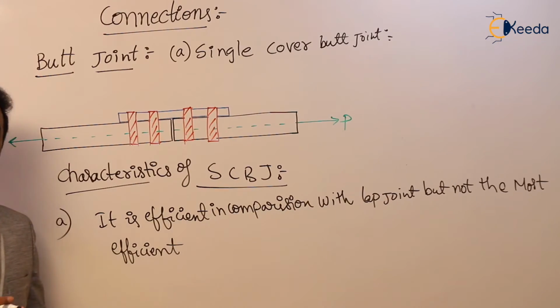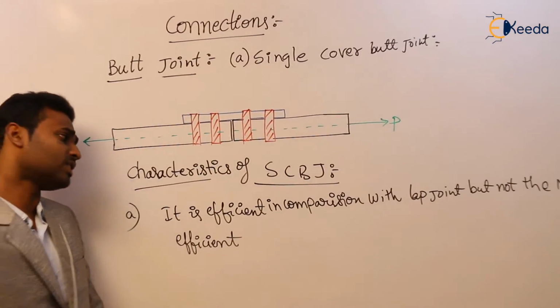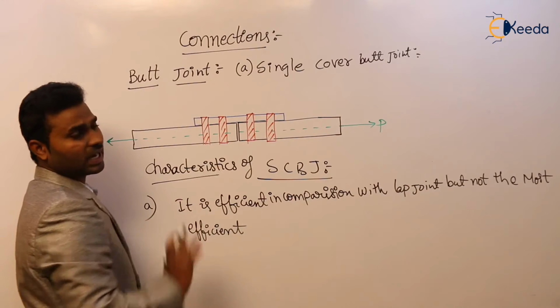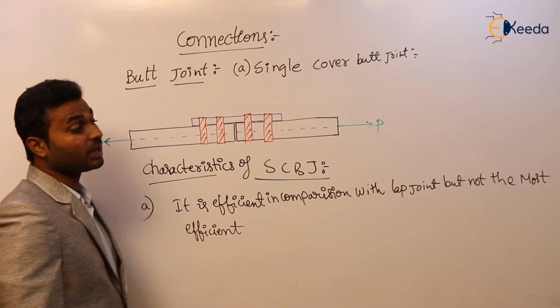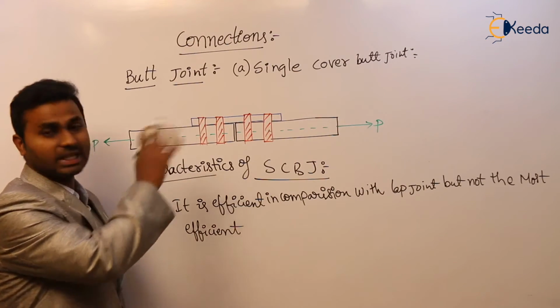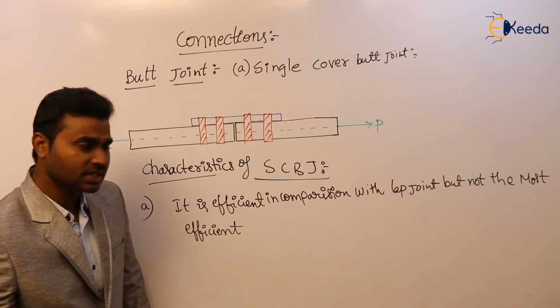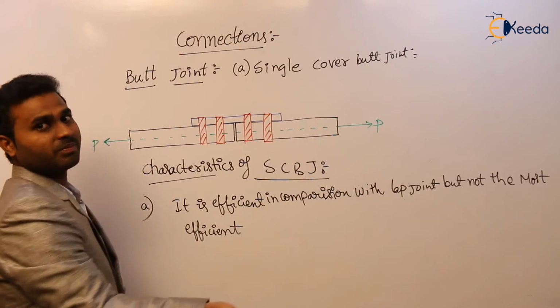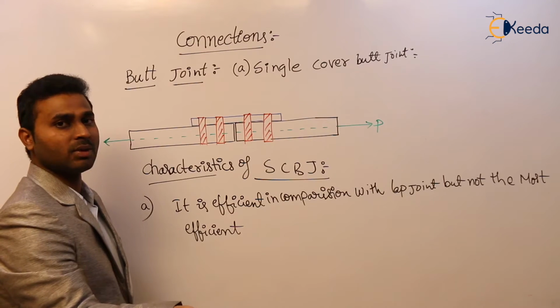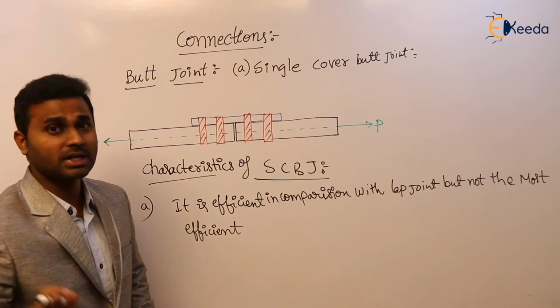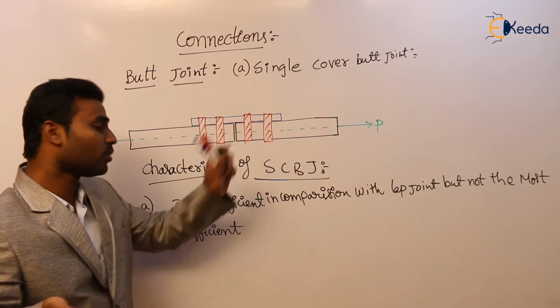So tell me the reason why it is not the most efficient. Of course it is efficient in comparison with the lap joint. Why is it efficient in comparison with the lap joint? Just by seeing the diagram we can tell. The reason is the line of action of force is the same. Yes or no? Since the line of action of force is the same, there exists no additional moment in the bolted connection.